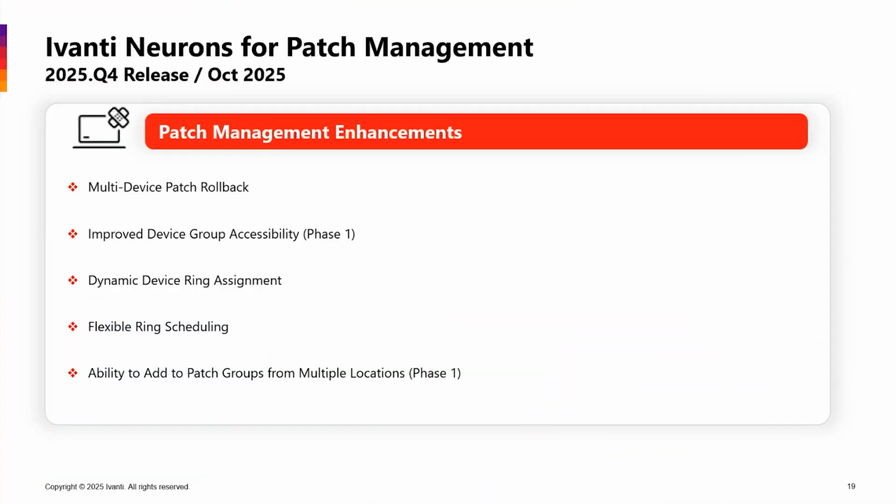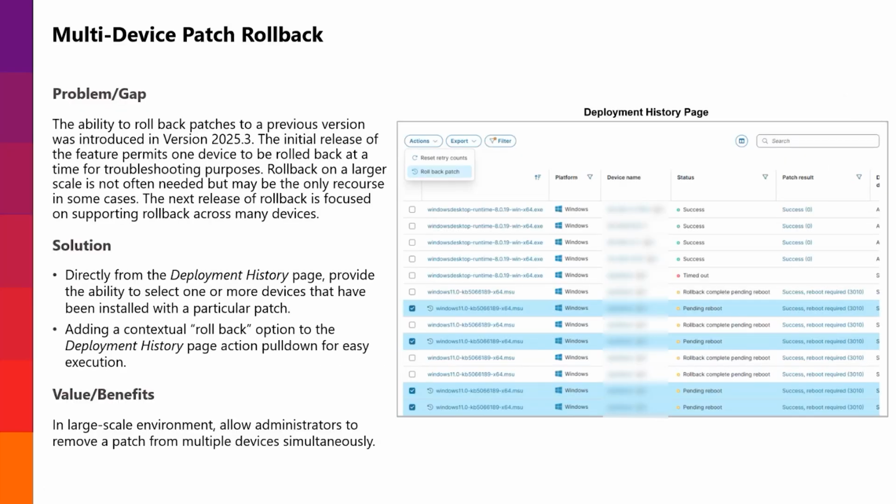Earlier this year, Ivanti Neurons for Patch Management released a number of very significant updates to the platform, including maintenance windows, ring deployment, and rollback. For this release, we're going to enhance some of those newer capabilities and the overall administrator experience, really quality of life improvements, to make it easier to manage and easier to navigate. You'll see a really good example of this.